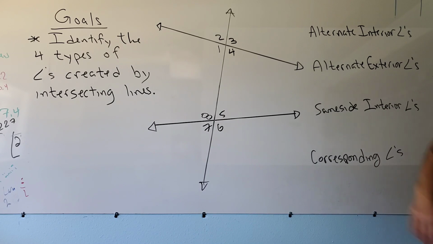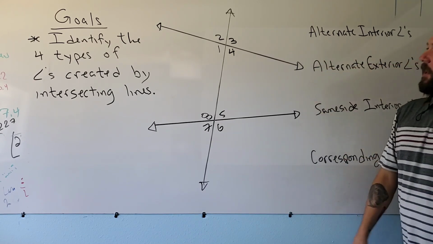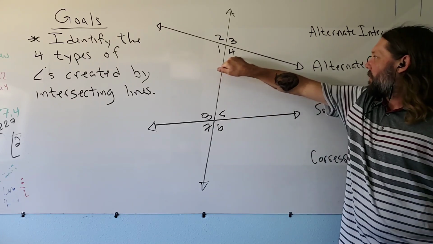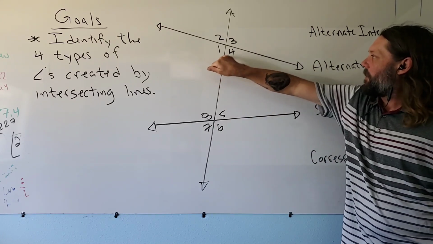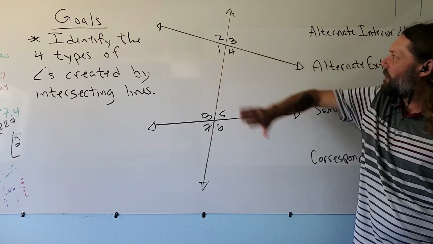All right, so alternate means switching. Interior means they're on the inside. 1 and 4 are alternating. They're switching sides, and they're on the interior, but they're a different type of angle.